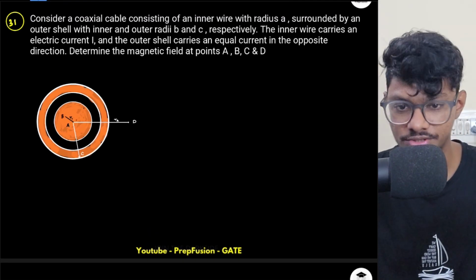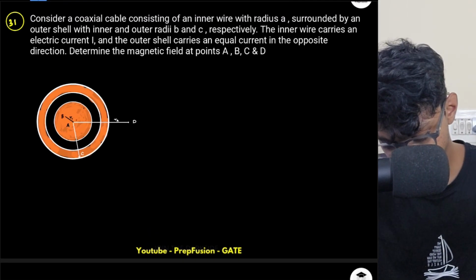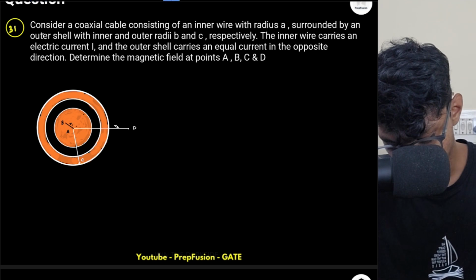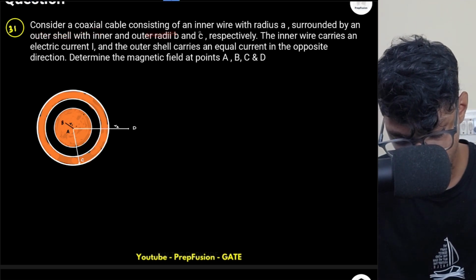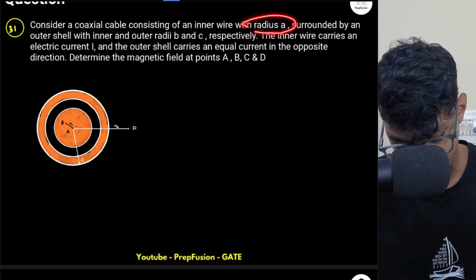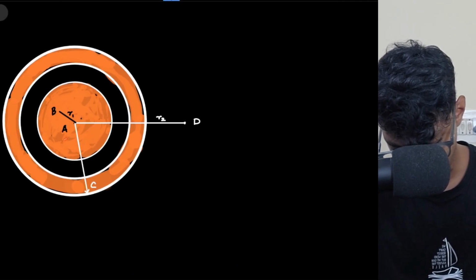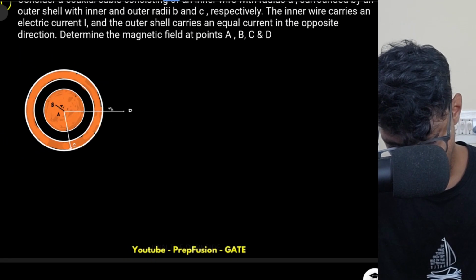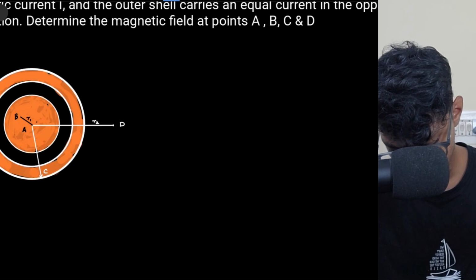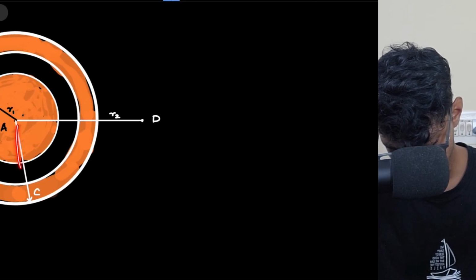So we have a question here. Consider a coaxial cable consisting of an inner wire with radius a. So it is a coaxial cable with an inner wire of radius a. Okay, fine. The inner wire radius is a.